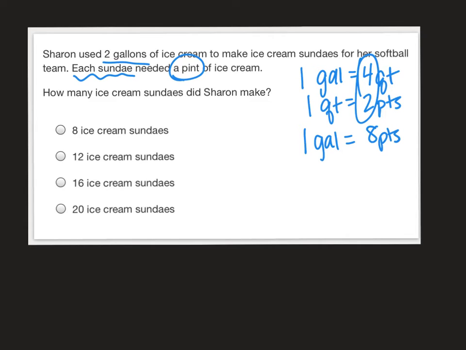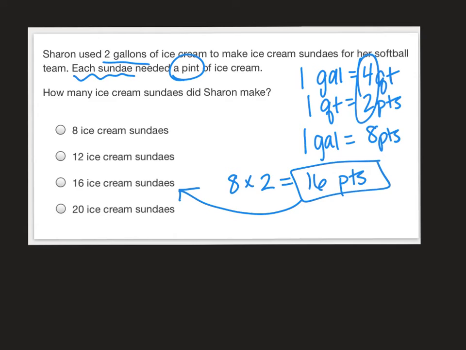We can use this now to figure out if 1 gallon is 8 pints and we have 2 gallons, then we can say 8 times 2, and that would give us 16 pints. That's our final answer, which means, since each sundae is a pint, that means the same thing. 16 pints equals 16 ice cream sundaes.